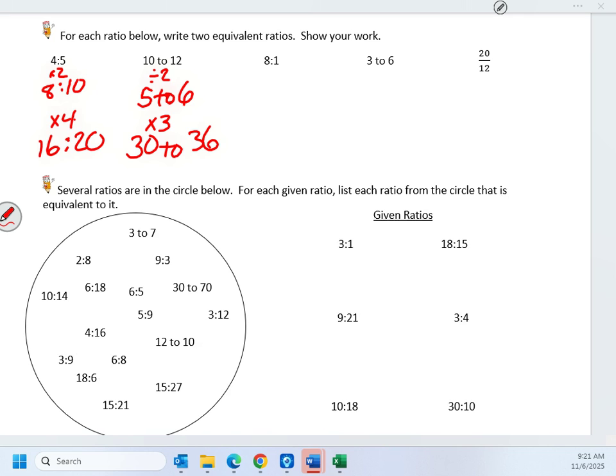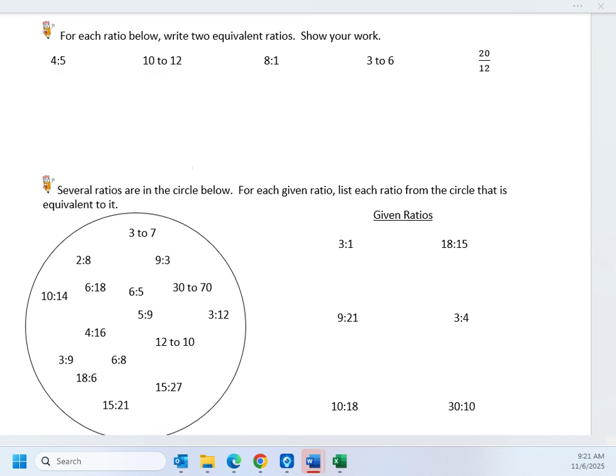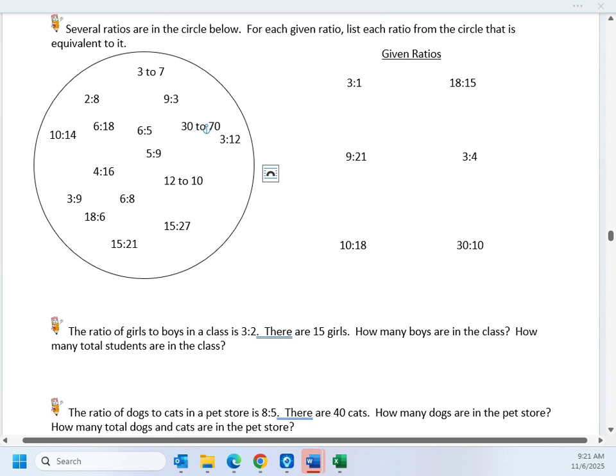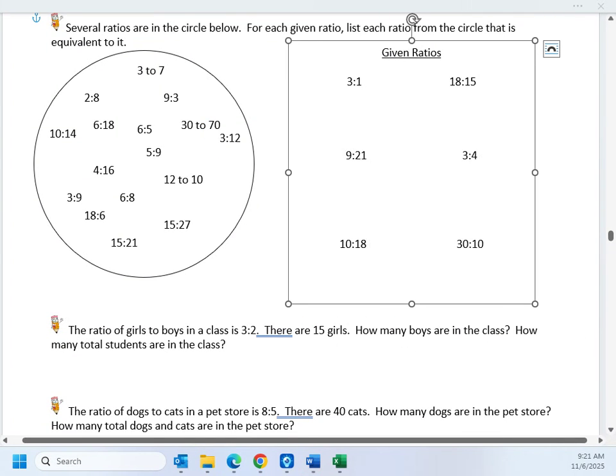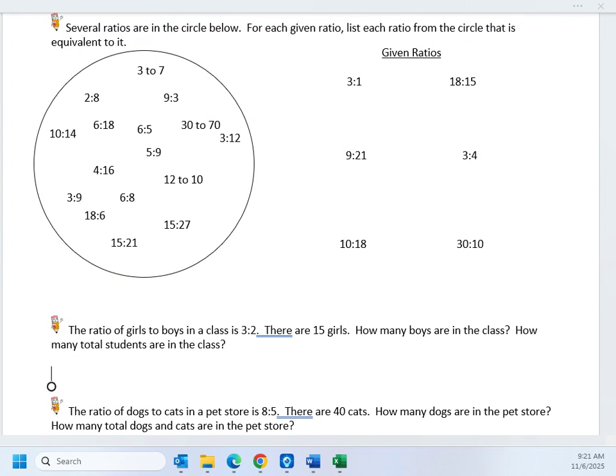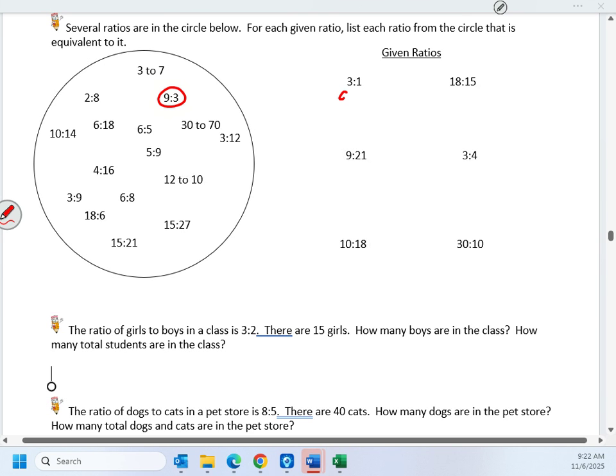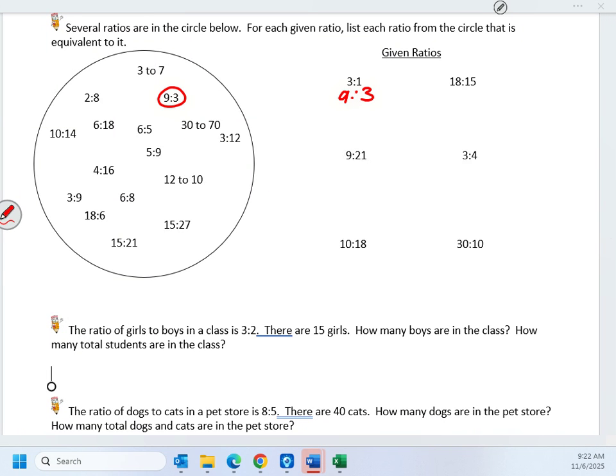Down below, we have several ratios in the circle. For each given ratio, list each ratio from the circle that is equivalent to it. So, given ratio, 3 to 1. What might be an equivalent ratio that's in the circle? Fernanda? 9 to 3. If I multiply 3 by 3, I get 9. 1 times 3, I get 3. There is an equivalent ratio in there.